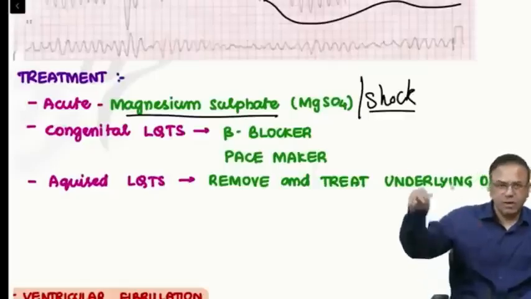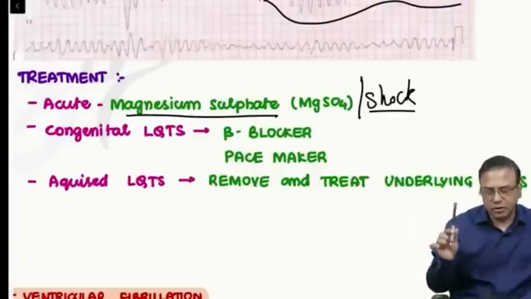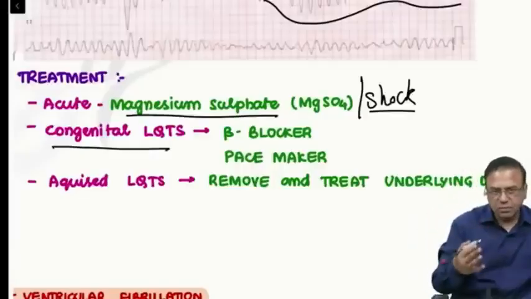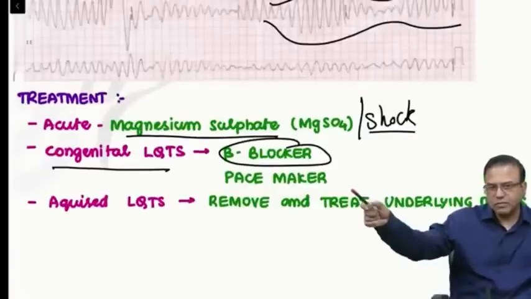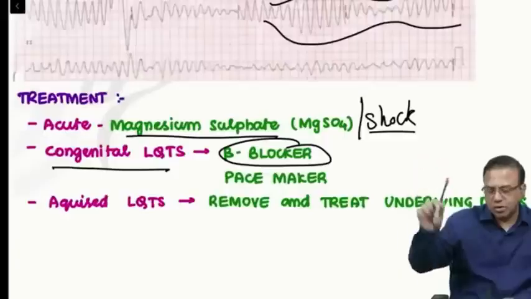With pulse VT, the answer is going to be cardioversion. So you have to shock the patient. How do you prevent the next episode? In a congenital long QT, the answer is beta blocker. They asked in the exam, don't choose pacemaker and all that. Better answer is beta blocker, congenital long QT.